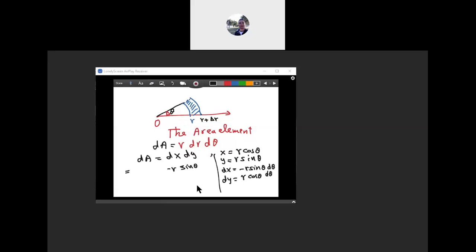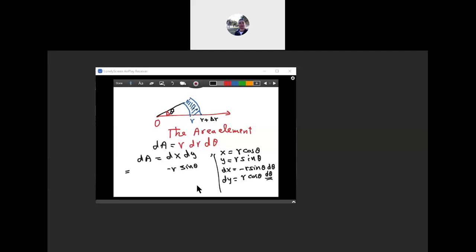So dx, sorry, I may have made a mistake. I would like to have dr d theta. So dx is r sine theta d theta if we have d theta only. But I would like to have also dr, right? So dx dy can be changed into r sine theta, and here minus r, because here I'm just changing up to theta, but I would like to have also dr, right? So this is the area element.